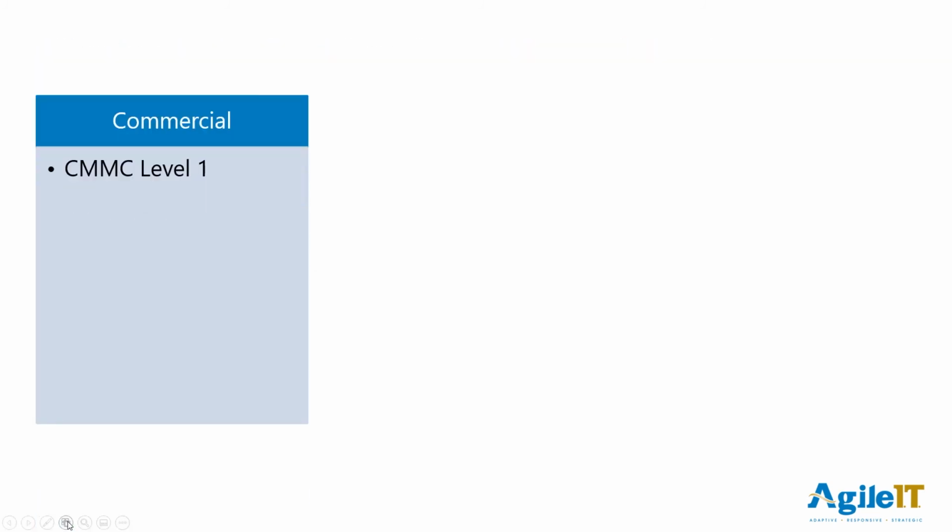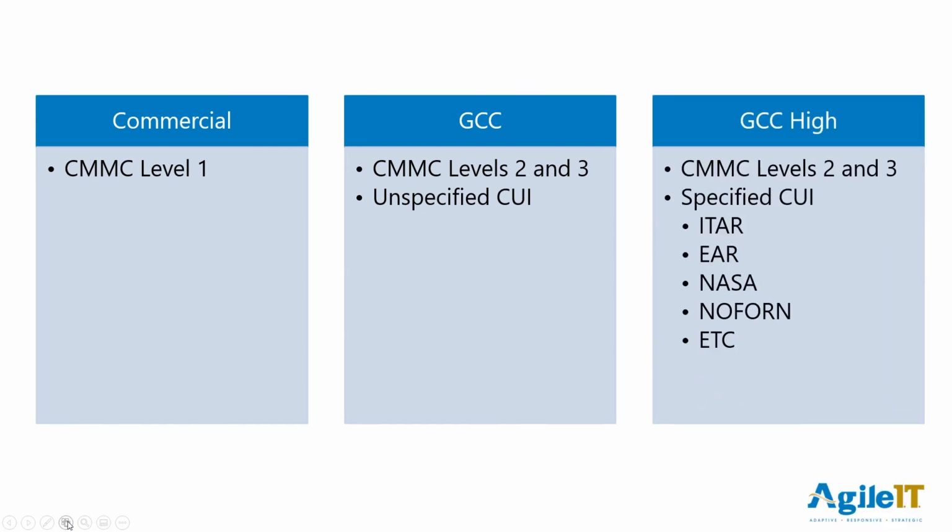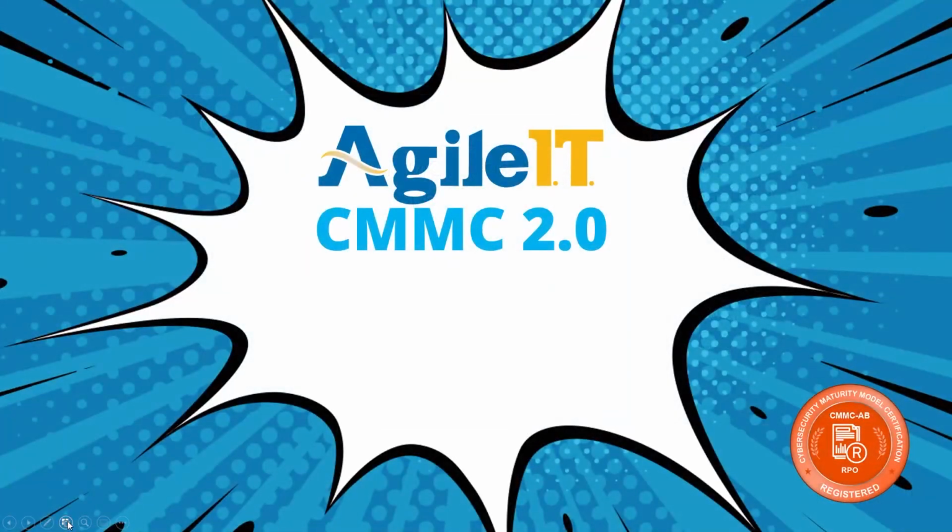So taking it back down to a nutshell, in commercial, you can meet CMMC level 1. In GCC, you can meet CMMC levels 2 and 3 with the caveat that it has to be unspecified CUI. And in GCC High, you can meet CMMC levels 2 and 3 along with specified CUI with export controls like ITAR, NASA, no foreign, CDI, etc. So hopefully this was helpful, but of course we are still waiting for the DoD to release the next bit of information and what CMMC 2.0 is really going to look like.